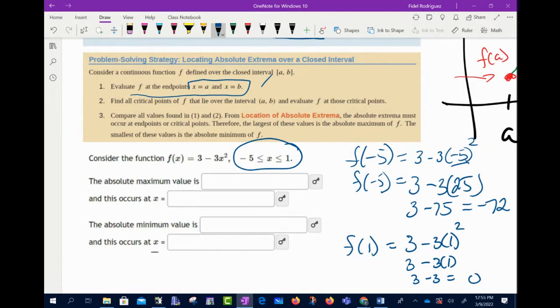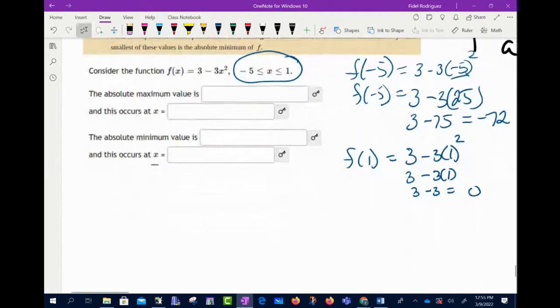And are you all coming up with 0? Okay. We evaluated the function at the endpoint. Okay, step number 2 says we've got to find the critical points of f. The way we find the critical points of f is we need to find f prime of x. So we're going to take the derivative of this function.